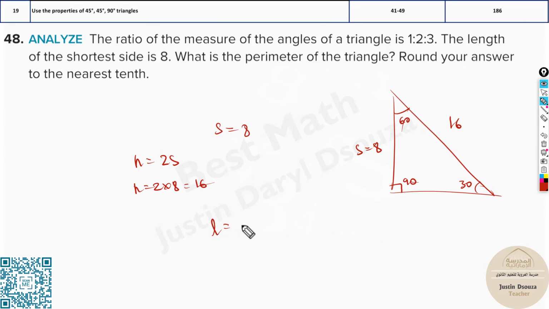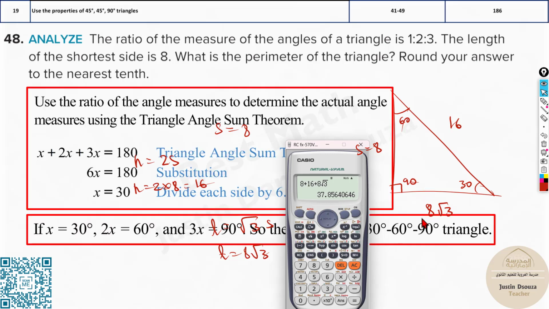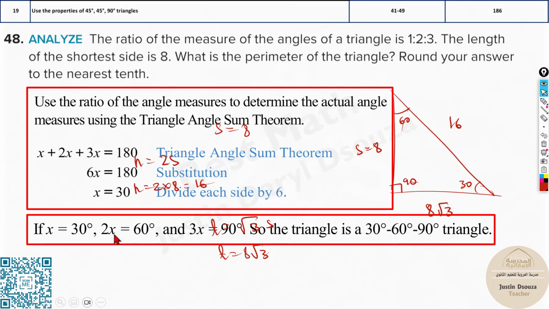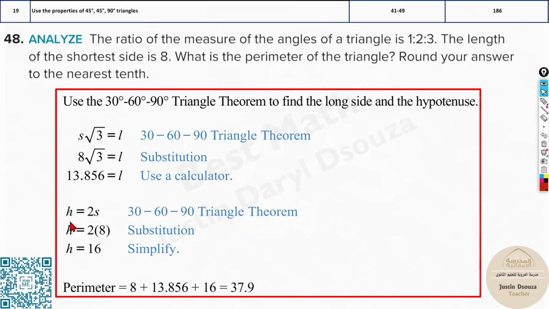What about L? L is equal to square root 3 times S. So L is 8 square root 3, right? Now we will just use a calculator and add them all up. So here we have 8 plus 16 plus 8 square root 3, and the answer is 37.8, 37.9, because nearest tenth would be 37.9. This is the correct answer.